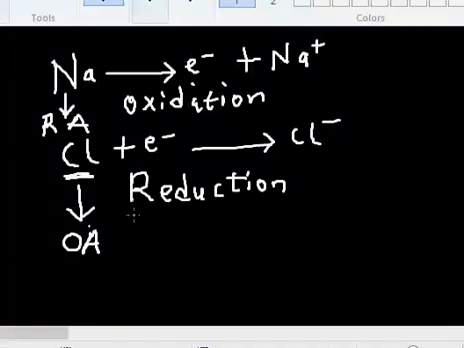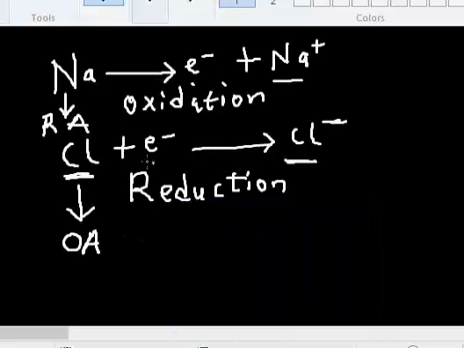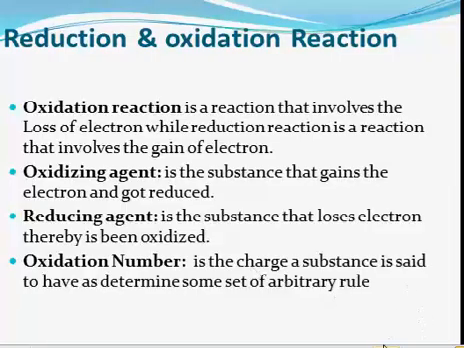Oxidation and reduction: for me to see sodium having plus here shows that it's being oxidized. See chlorine having minus here. So oxidation number is the charge a particular substance is said to have as determined by some set of arbitrary rules. We're going to be looking at the rules that determine the oxidation number of a substance. That's what we are going to be looking at.